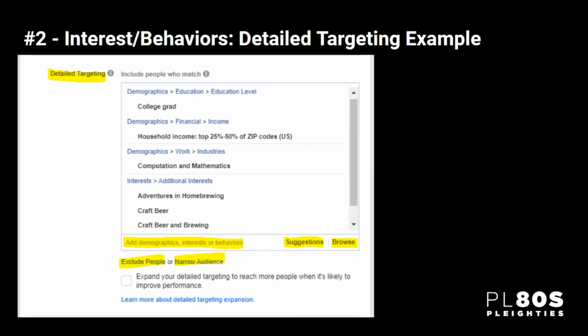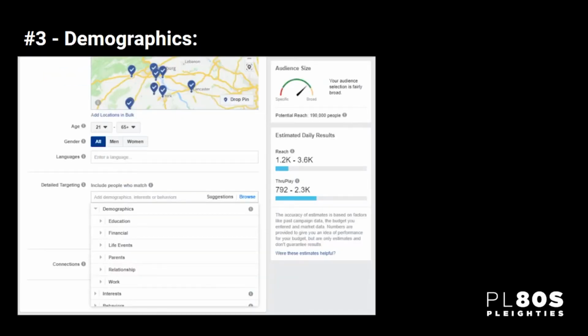But more importantly, what I suggest is when you have some time, jump into the Facebook ad platform and just play around and type in stuff and browse through the different classifications, interests, and behaviors in the detailed targeting to really see all the various options of people you can target.